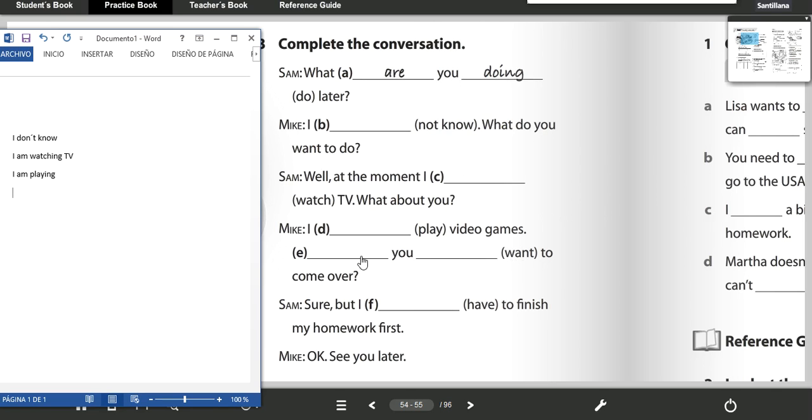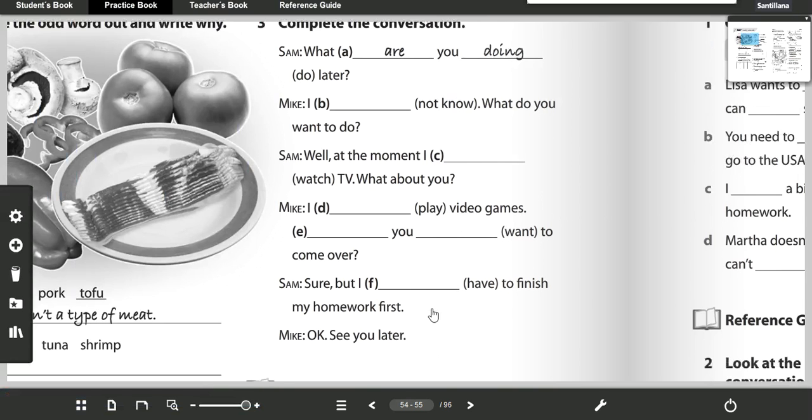So, it is a question. What are my auxiliaries for the present simple? Do and does. And you, what am I going to use? Do, excellent. Do you want to come over? Would you like to come? Sure, but I have to finish my homework. Okay, so this is an obligation, I have to, right? I have to finish my homework. Okay, see you later. Very good.